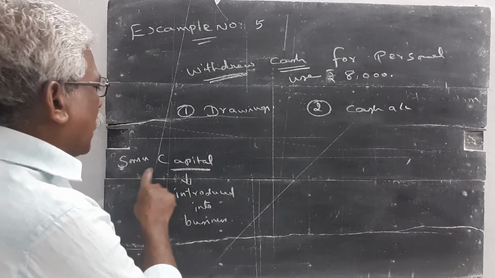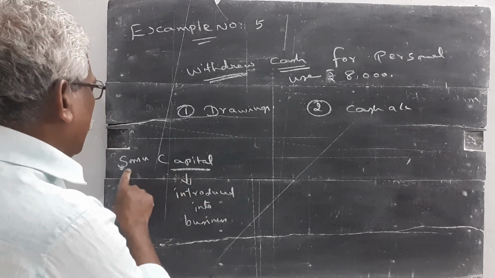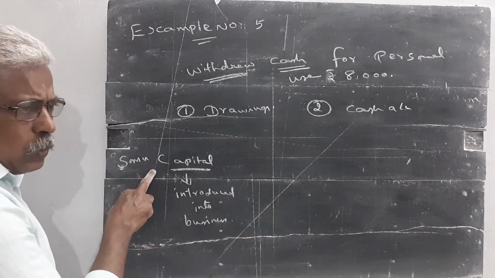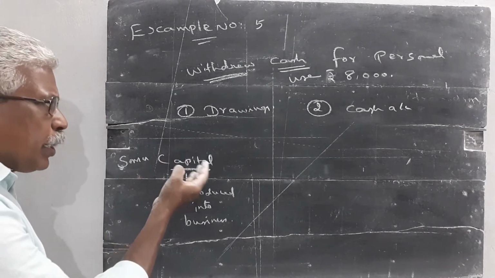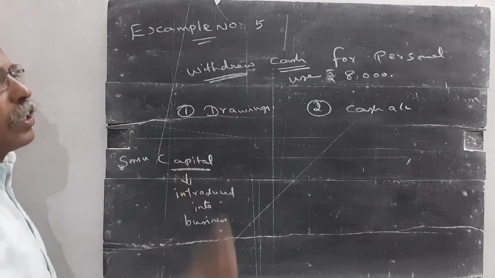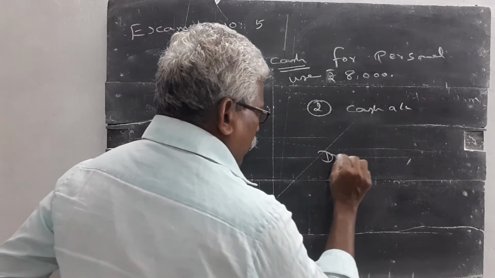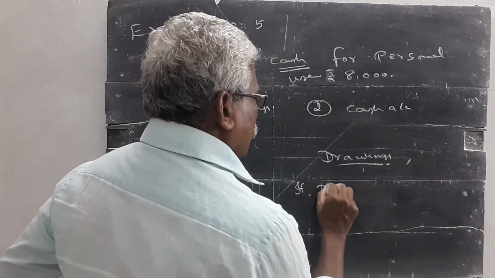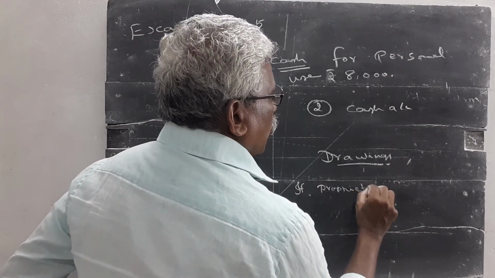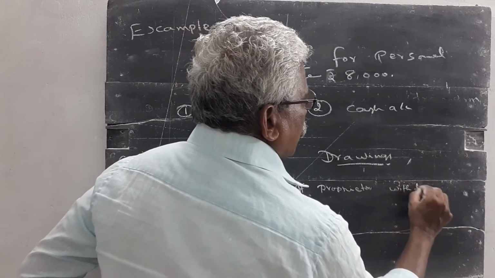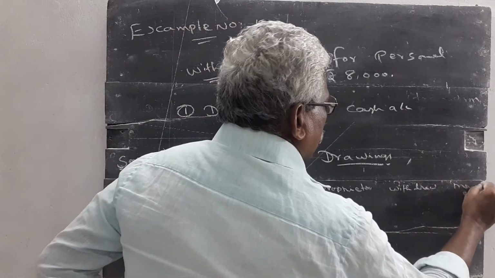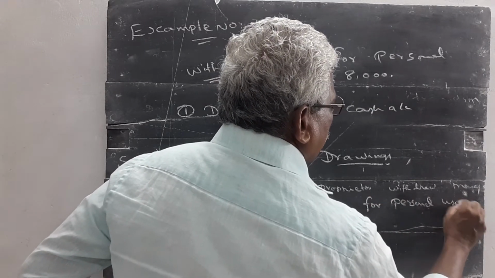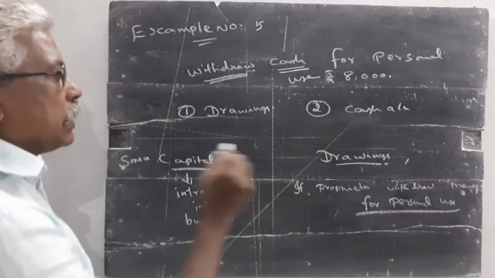So, Somu's capital account, instead of writing capital, we write Somu's capital. It is a personal account. The same Somu, who is the proprietor, if he withdrew any money for personal use, it is called a drawing. What is the meaning of drawing? Drawings means if the proprietor withdrew money for personal use, very important, personal use, any amount withdrawn for personal use is considered as drawing.